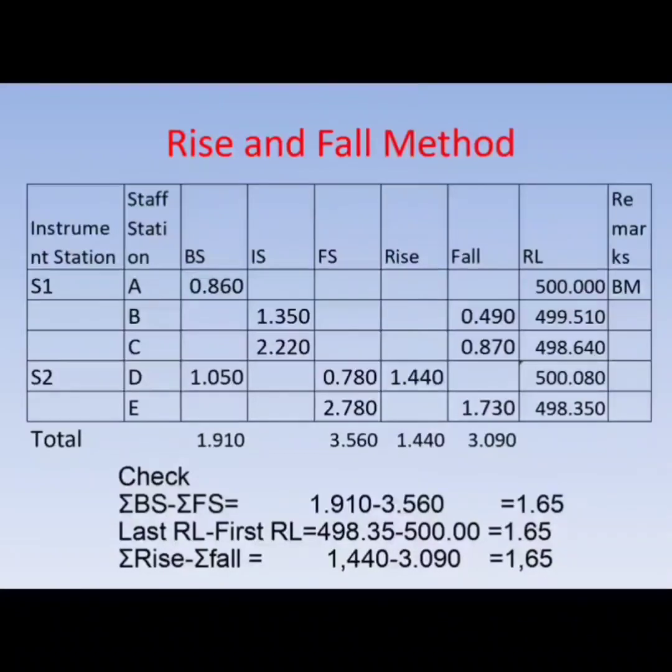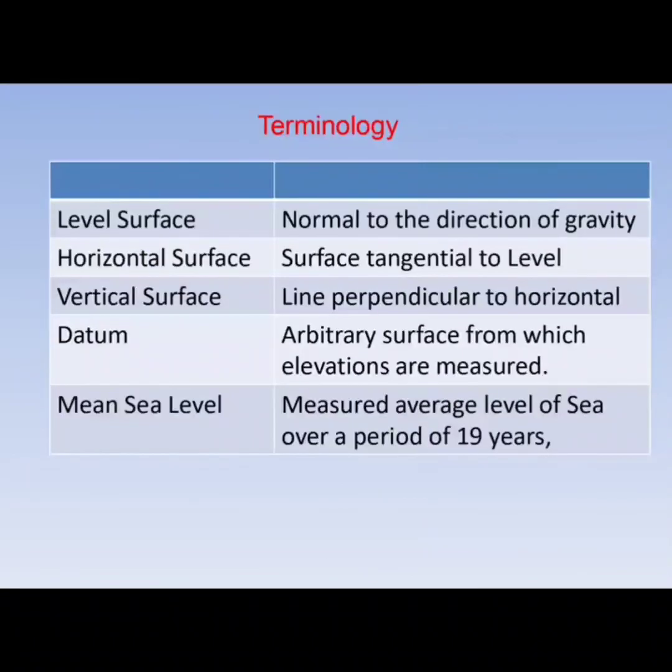Now let us apply checks. Sigma backsides minus sigma foresides is 1.65. Last RL minus first RL is equal to 498.35 minus 500, that is 1.65. Sigma rise minus sigma fall is equal to 1.44 minus 3.08, that is 1.65.